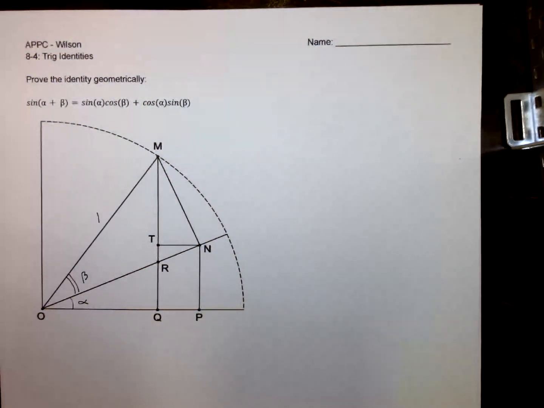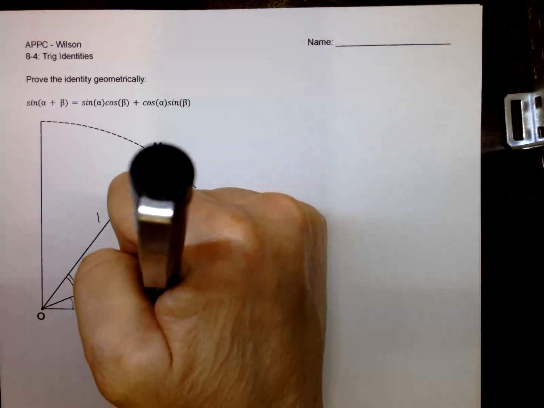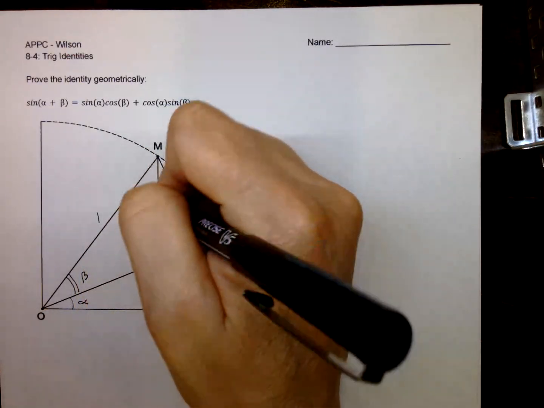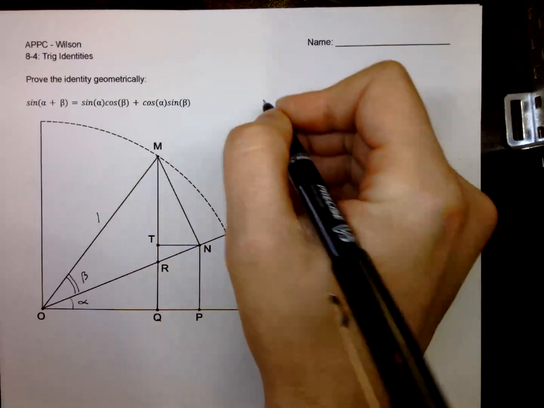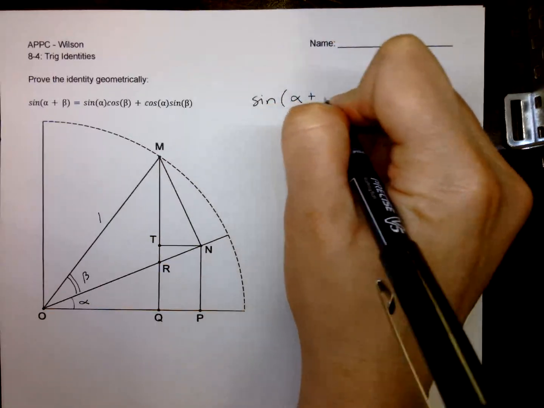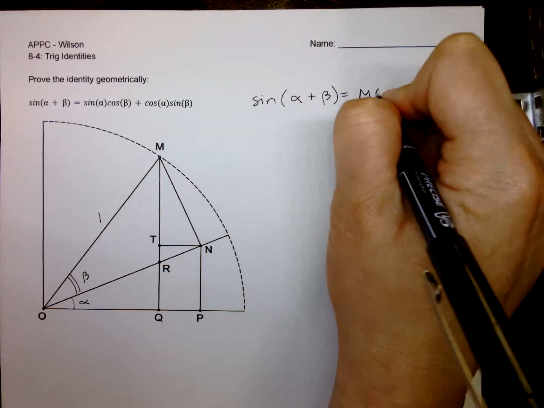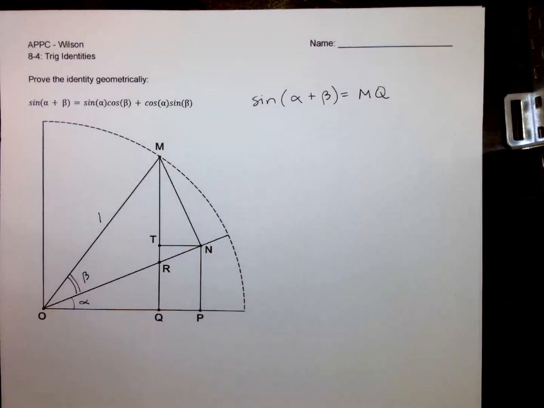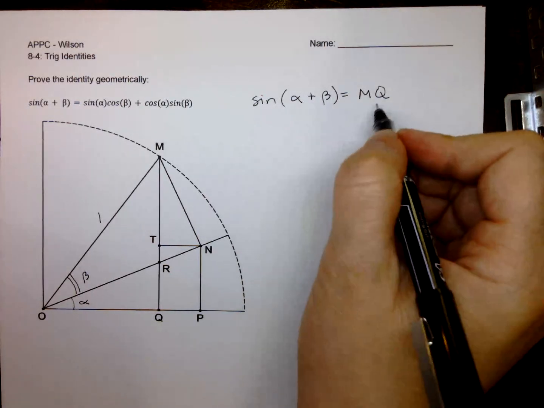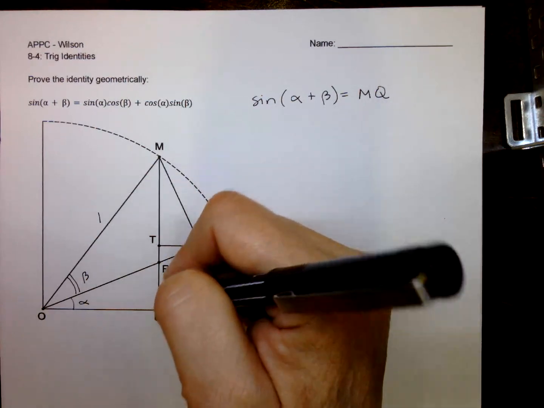And when it ends up here at M, this distance right here, MQ, is going to represent the sine of alpha plus beta. So that's where I'm headed. The sine of alpha plus beta is equal to the length of MQ. Now, if I can figure out a formula for MQ, then we're getting closer to where we're going. MQ, I can see, has been broken down into a couple pieces down here.